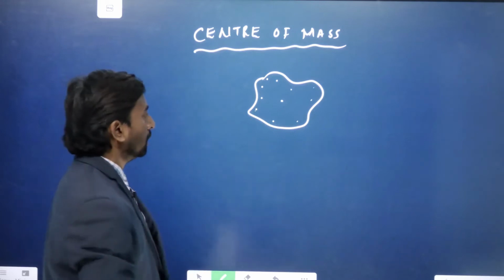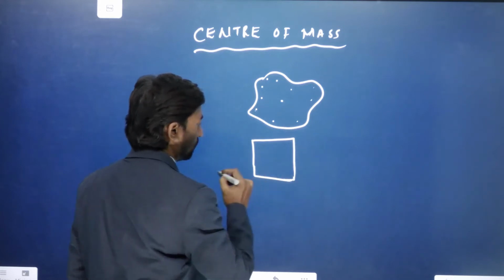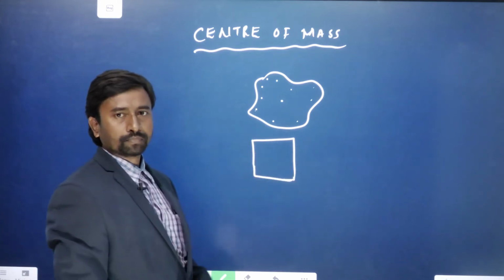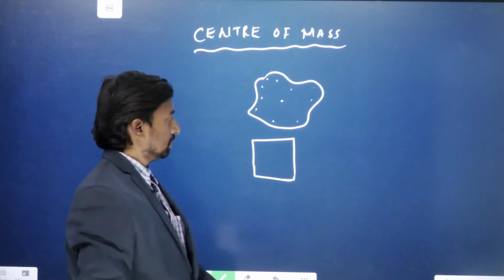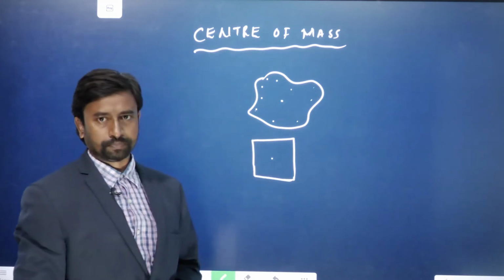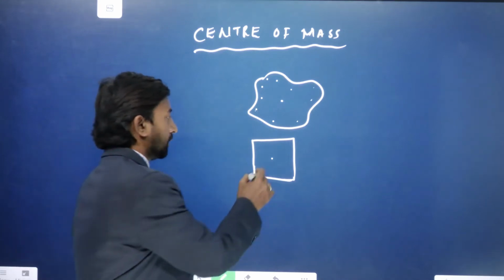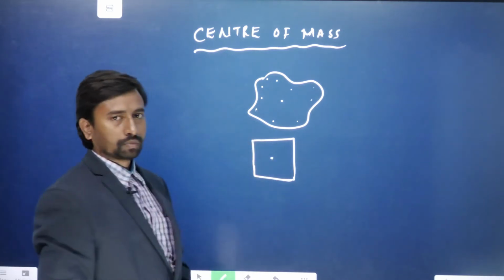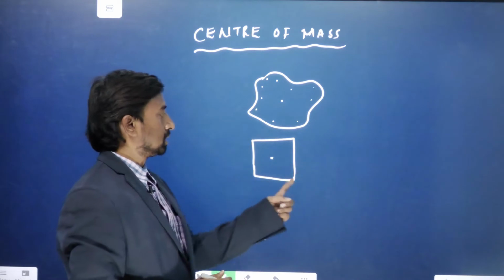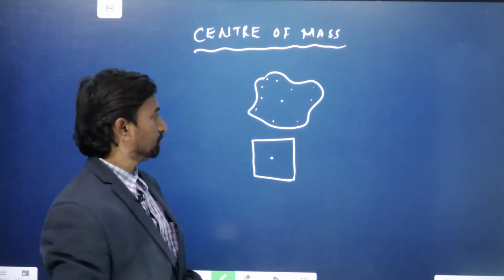If it is a regular shaped body, like a square, where the mass of the object is along its periphery, then the whole mass seems to be concentrated exactly at the center. So the geometric center and the center of mass coincide. That is the center of mass, a balancing point or an imaginary point where the whole mass of the object seems to be concentrated.